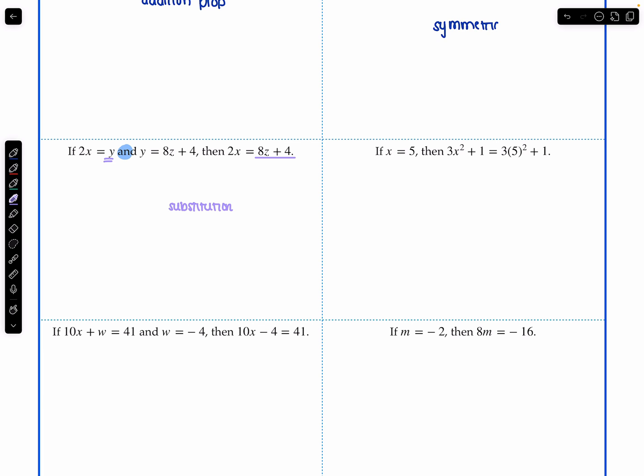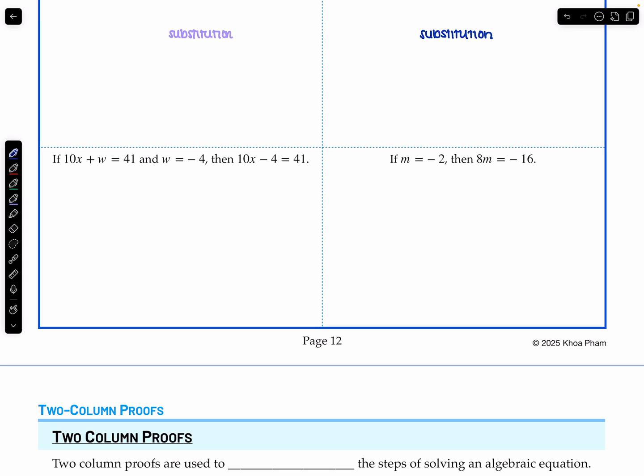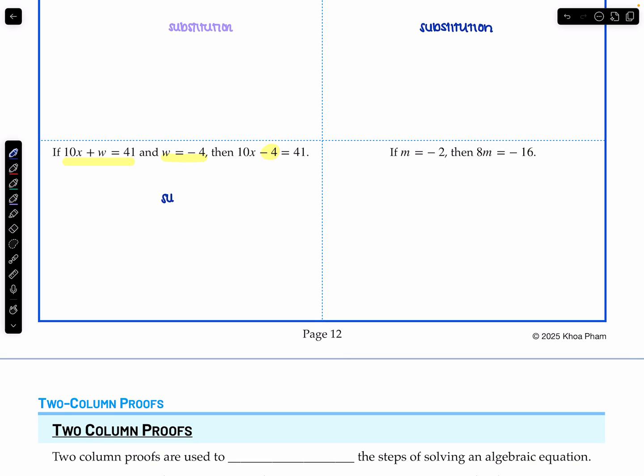What I see now is that there is a 3x squared plus 1 that then becomes 3 parentheses 5 squared plus 1. That's because x equals 5, and so this is another way of substituting. Okay. I see here we have 10x plus w equals 41. Now that becomes a -4 because w equals -4. And so this becomes a substitution property.